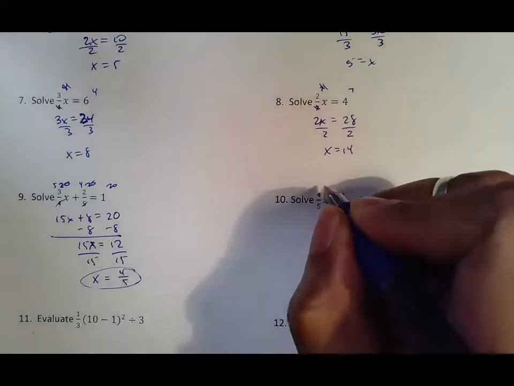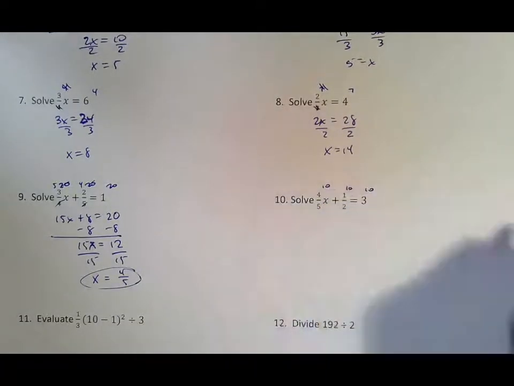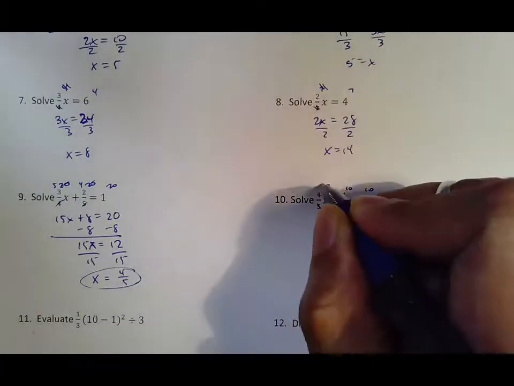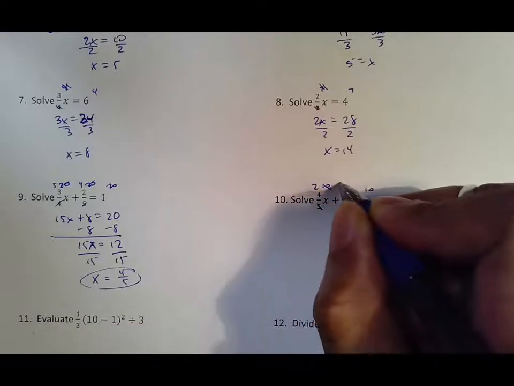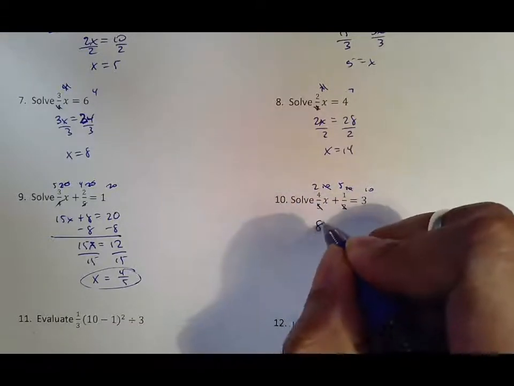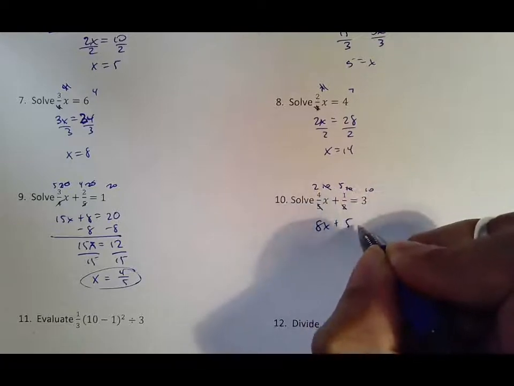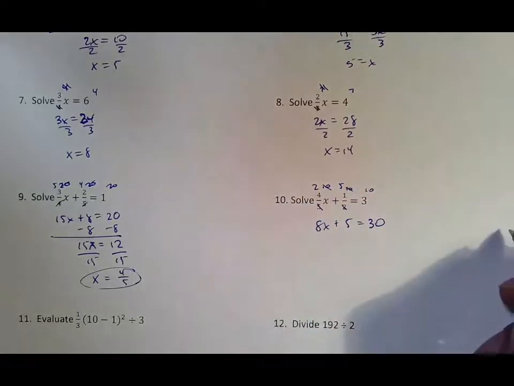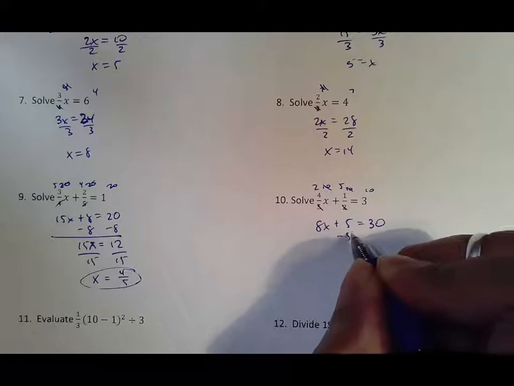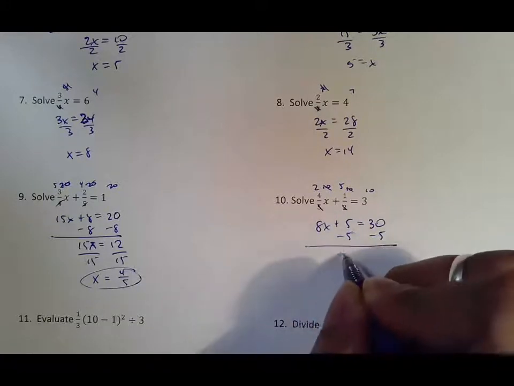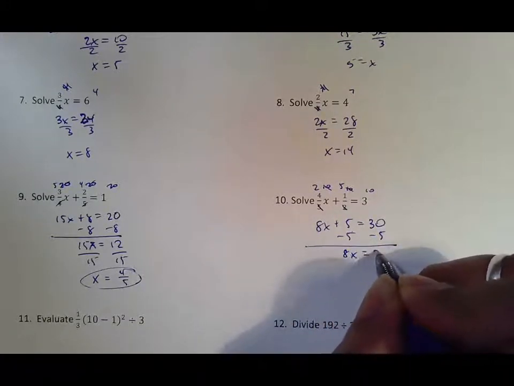4/5 x plus 1/2 equals 3. 5 and 2 meet at 10. And so what we want to do, again, 10 divided by 5 is 2. 10 divided by 2 is 5. 2 times 4 turns into 8. 5 times 1 turns into 5. 10 times 3 is 30. And from there, again, you just go ahead and do what we've been trained to do.